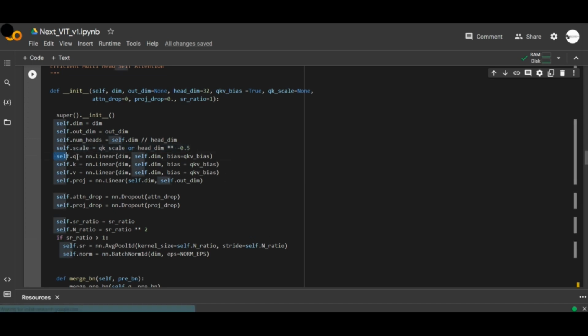Then here, self.q, self.k, and self.v are like context encoding matrices. So the q module takes the input, applies the linear transformation to it, and returns the matrix. Then we have the self.project. So here we're going to project the output of the attention back to the original dimension. Then we try to regularize the attention and the projection layer.